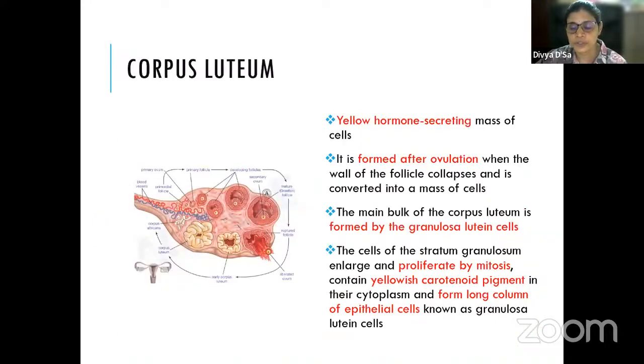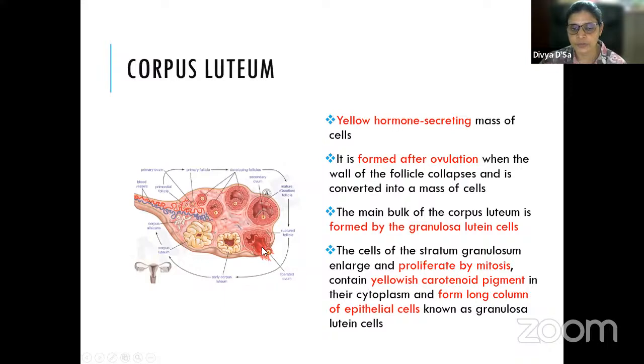Next is the corpus luteum, which is a commonly asked short essay or short answer question. It looks yellow, right? A yellowish hormone-secreting mass of cells. How is it formed? After ovulation, when the walls of the follicle collapse, it is converted into the corpus luteum.